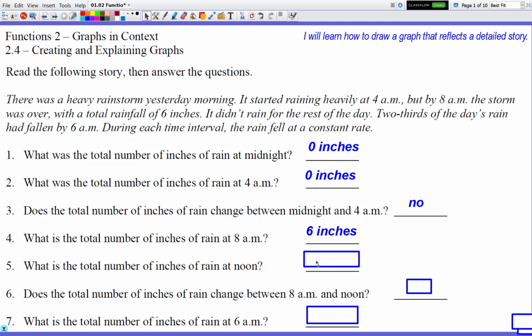Yeah, even though it stopped raining, your total rainfall for the day is still 6 inches. So that's one thing you got to be super careful about. A lot of kids, when they first start doing these problems, make that mistake all the time. Okay? All right, number 6.